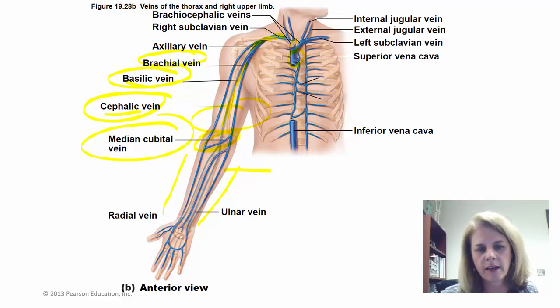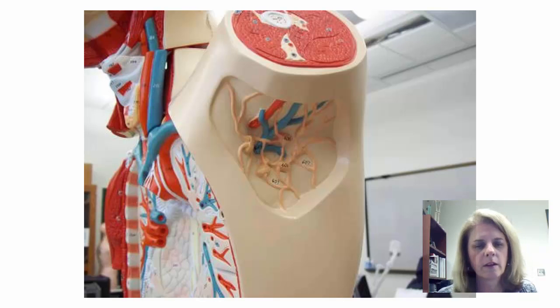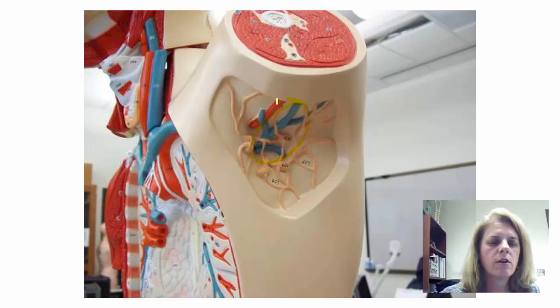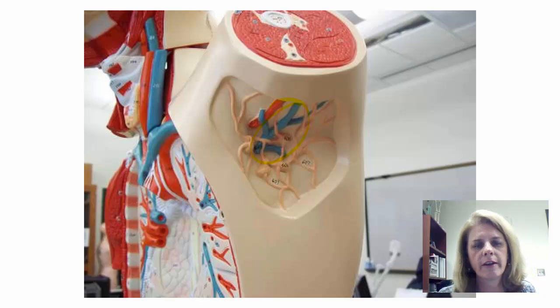So left and right side are the same. You have a radial and ulnar vein, median cubital vein, brachial veins, axillary veins, subclavian veins, brachiocephalic veins. They're the same. No difference in right or left. All right, so some models. How would you find this? This is underneath the arm, so that would be the axillary artery and vein.